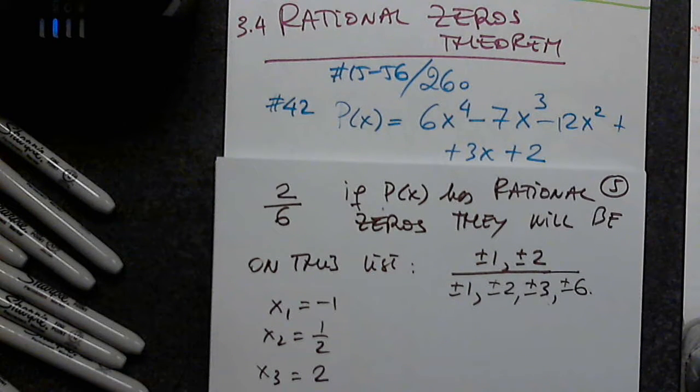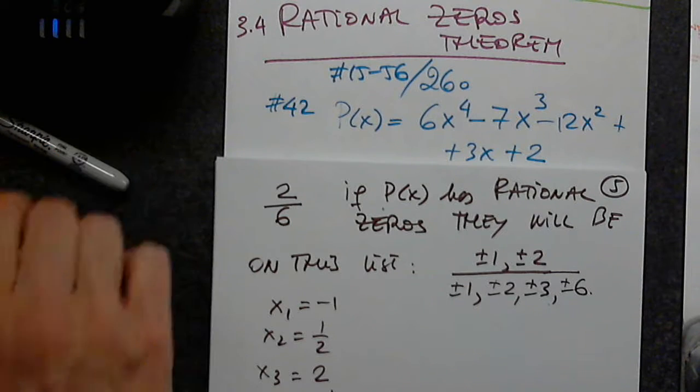I got negative 1 over 2. Okay. Do we have a fourth solution? Negative 1 over 3. Awesome. So this was possible because of the rational zeros theorem. Otherwise, we would have been totally lost.